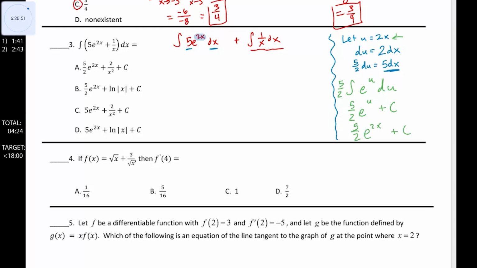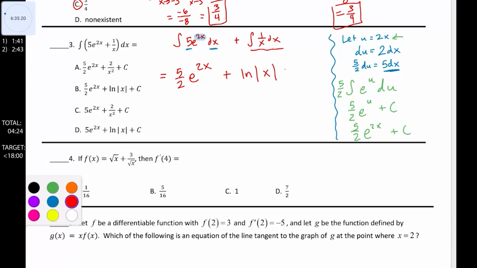And now I'm going to go back and fill all that in. So the integral of this left term is going to be 5/2 e to the 2x, and then I'll throw in the plus c at the very end, plus the natural log of the absolute value of x plus c. And so we can see our answer is B.